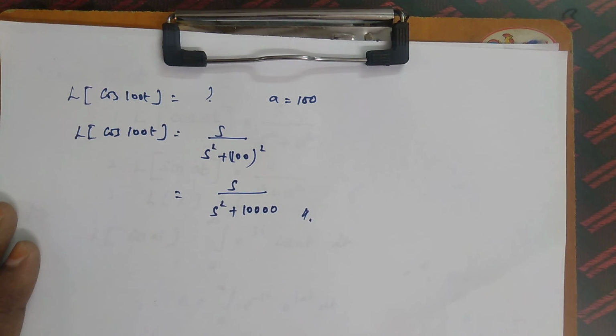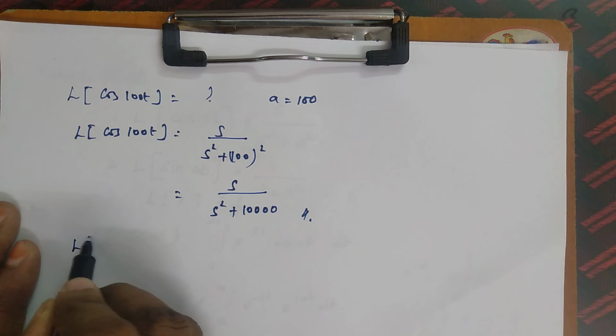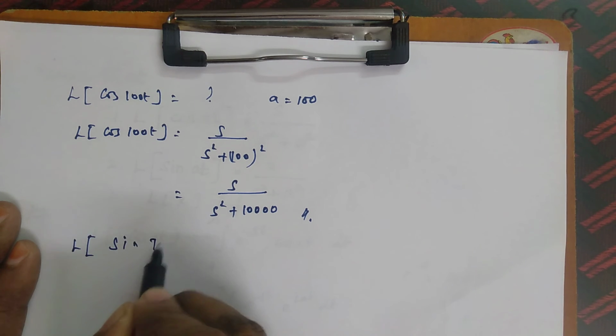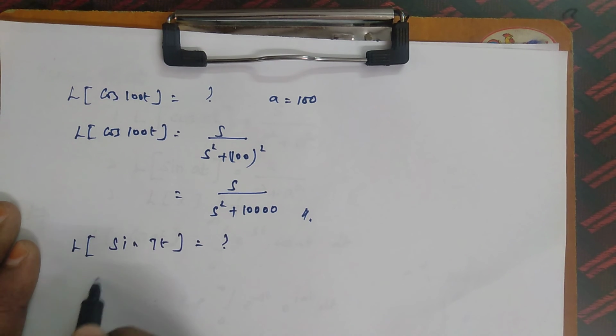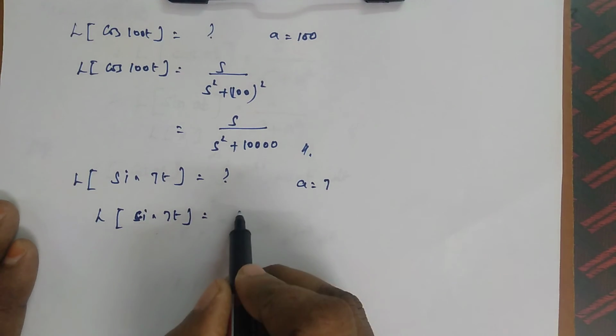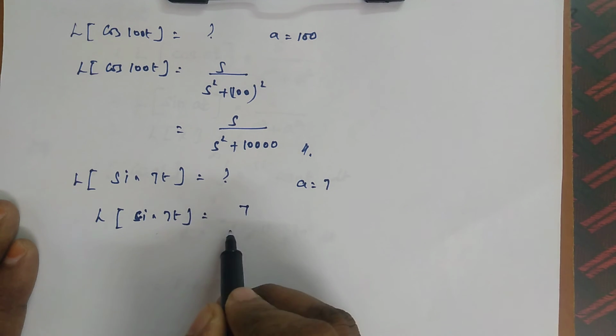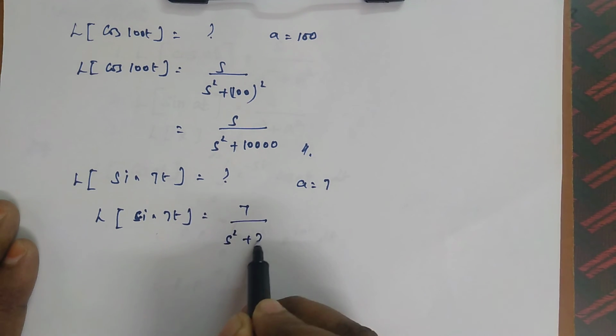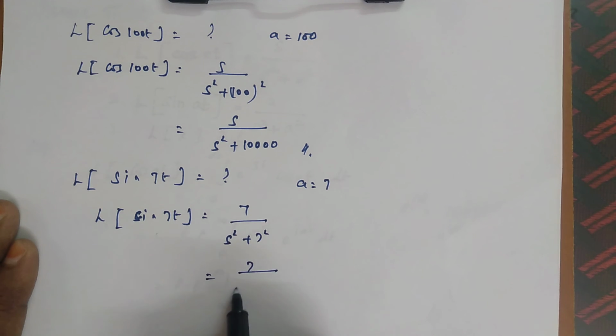In the same manner, we can find the result for sin. What is the sin AT result? Sin AT result is a by s square plus a square. So for example, find L of sin 7t. So L of sin AT, we know the answer. Based on that result, a by s square plus a square. So here a is equal to what? A is equal to 7. So based on that, the result is 7 by s square plus a square. That means 7 by s square plus 49.